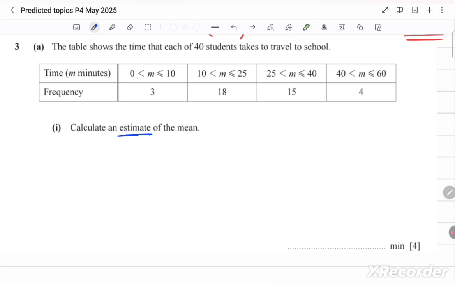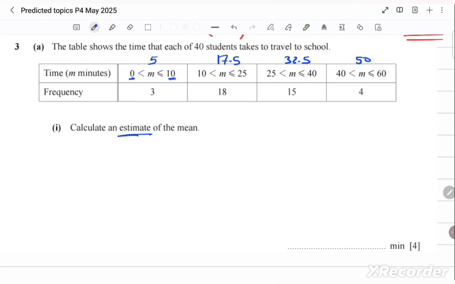If you don't know how to find the midpoint, just add them and divide by 2, like 0 plus 10 divided by 2, so it's 5 and so on. If it's clear for you, easy, just do it. So 25 plus 40 divided by 2 is 32.5. 40 plus 60 is 100 divided by 2, so it's 50.